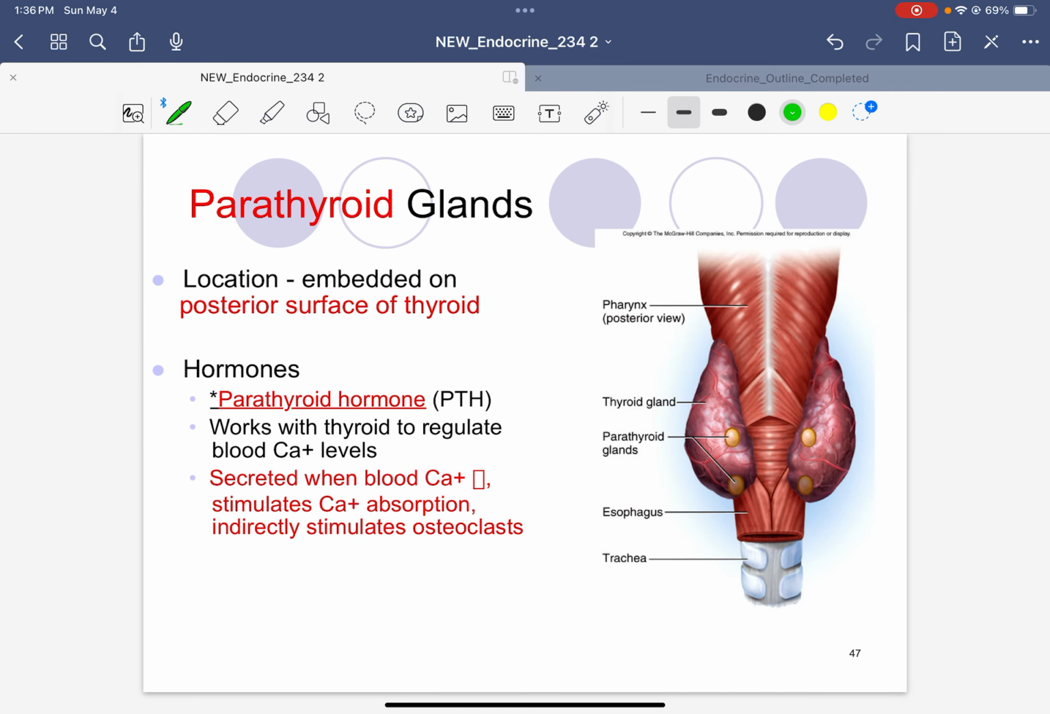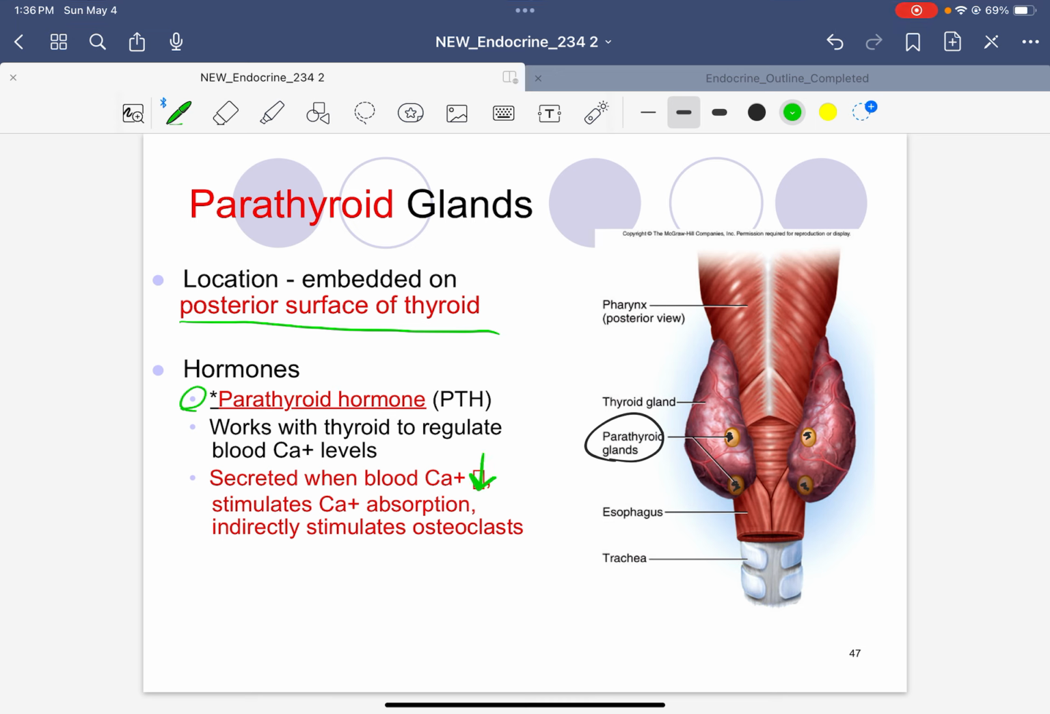On the back of the thyroid, it's kind of cute, is a collection of 4 small glands called the parathyroid. 1, 2, 3. So we're on the back side of the thyroid. 4 little dots of glands, collectively called the parathyroid. So it's on the posterior thyroid gland. It secretes parathyroid hormone, which is secreted when blood calcium is low.